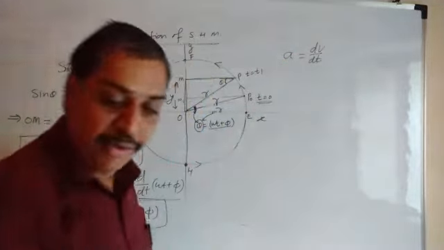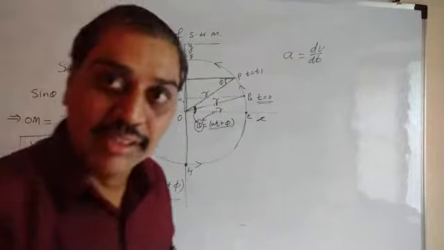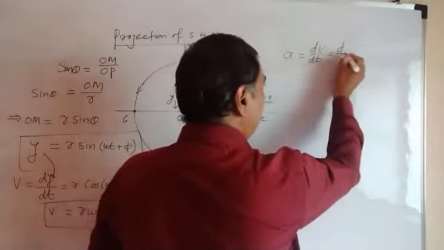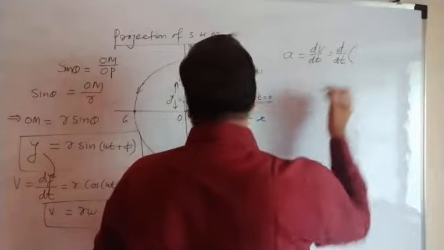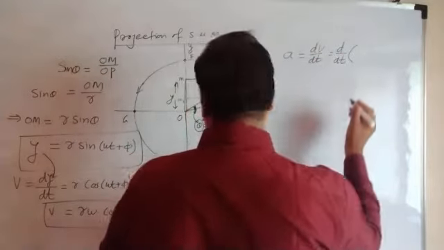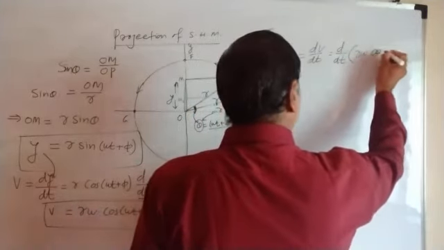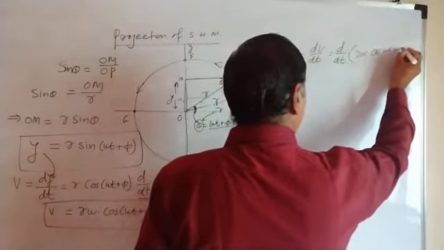They have mentioned in our book projection of acceleration. That is nothing but the acceleration we want to find. Put the value here. d/dt of v, meaning velocity. Put the value of velocity. It comes to be r omega cos of omega t plus phi.